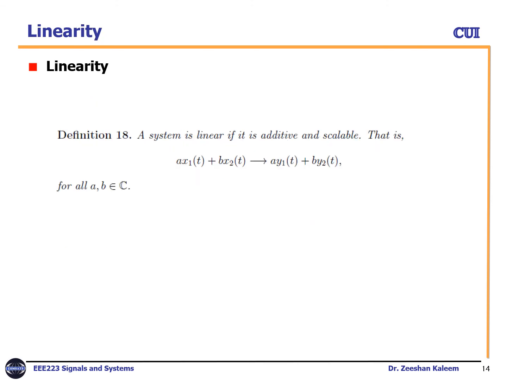The other important property is the linearity of a system. A system is called a linear system if it is additive and scalable. That is, a is a scalar, which makes it scalable, and the plus sign means additive. So if you have two inputs, a x1 plus b x2, and in result you get a y1(t) plus b y2(t), it is additive and scalable. If you satisfy this property, that a x1(t) plus b x2(t) gives you a y1(t) plus b y2(t), it means the system is linear.